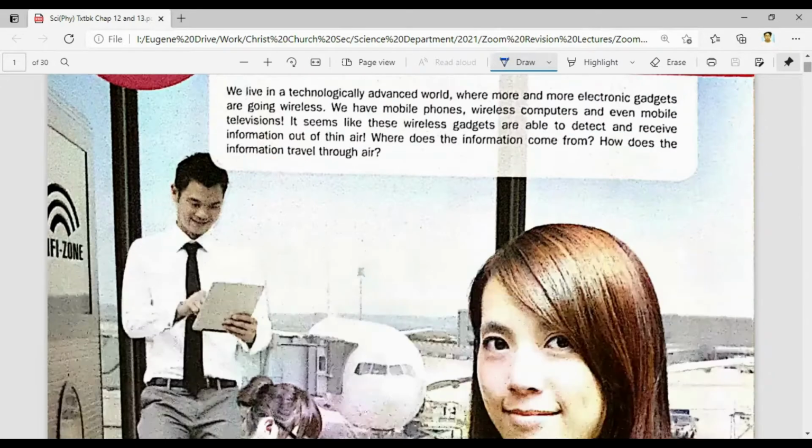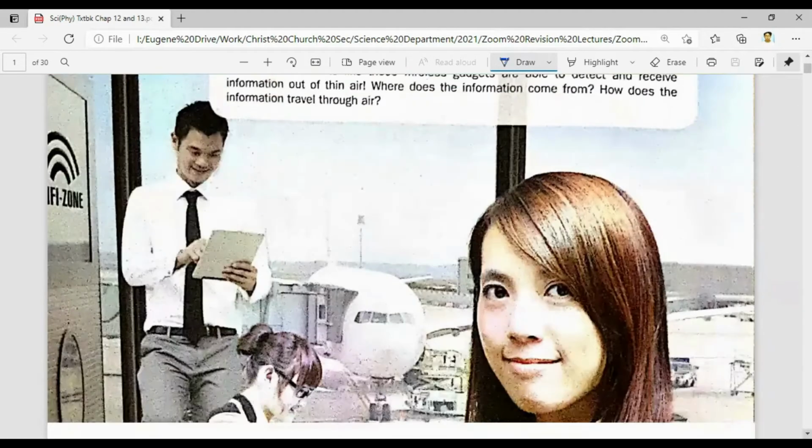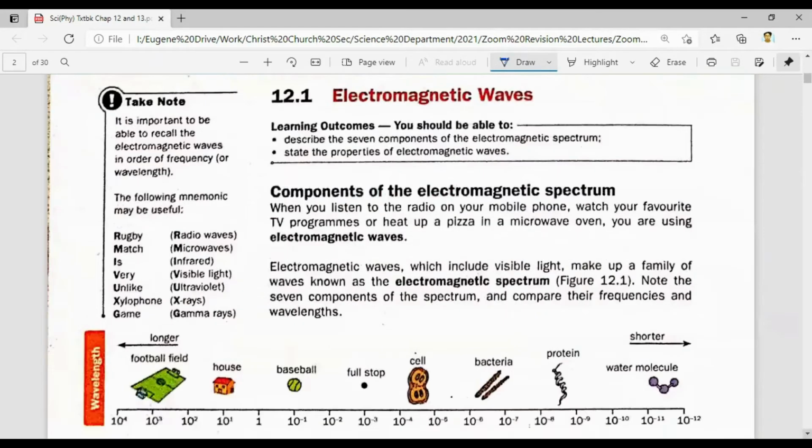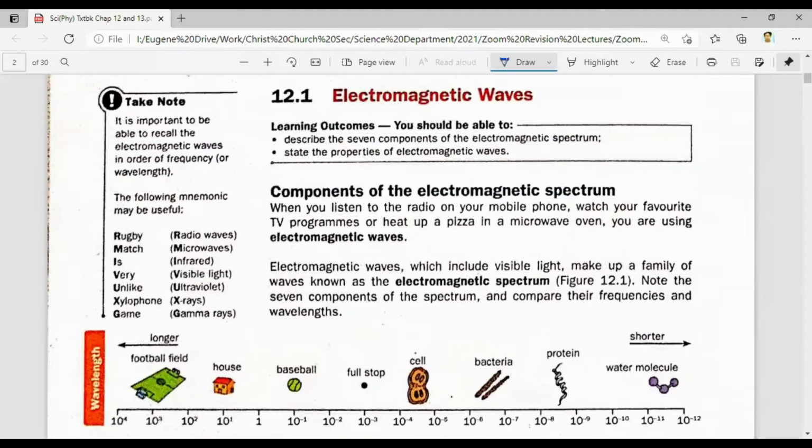So for chapter 12, we're going to cover this idea of EM waves. Okay, so let's start off with the basics of what EM waves are. EM waves are actually all around us, and many things that we are using actually consist of EM waves. So what are the EM waves? Okay, you need to know the order.